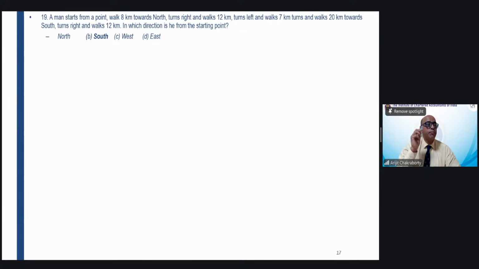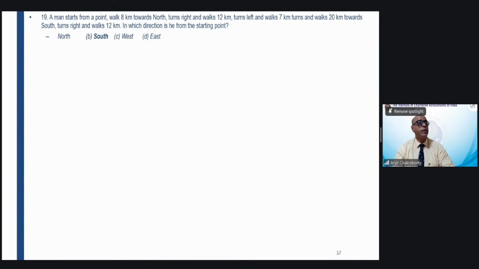A man starts from a point, walks 8 kilometers north, then turns right. पूरब के तरफ 12 किलोमीटर, then turns left and walks 7 किलोमीटर, यानी उत्तर के तरफ. यहां पे जाके वो एक 180 डिग्री टर्न लेता है and he is now walking 20 kilometers towards the south. Turns right. साउथ में आने के बाद वो राइट साइड यानी अभी पश्चिम दिशा की तरफ जा रहा है and he is walking 12 kilometers.